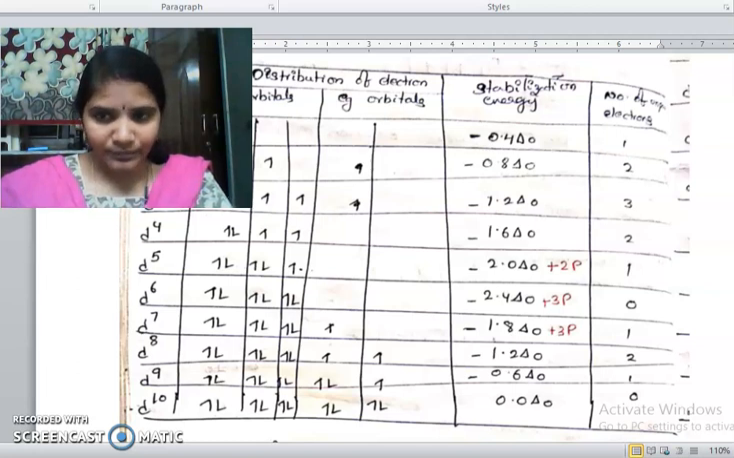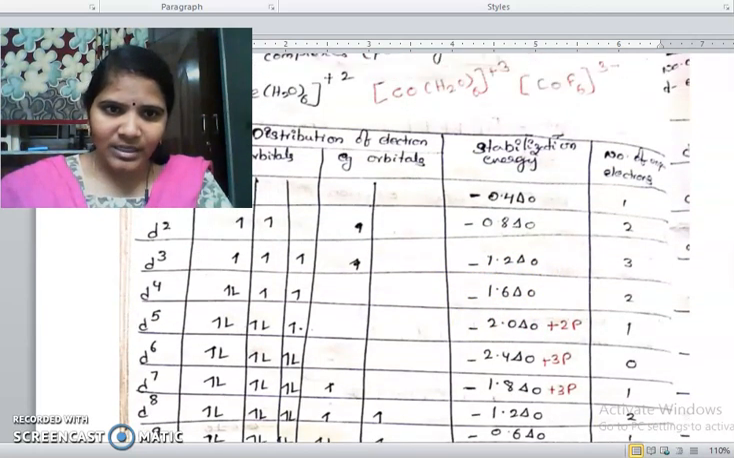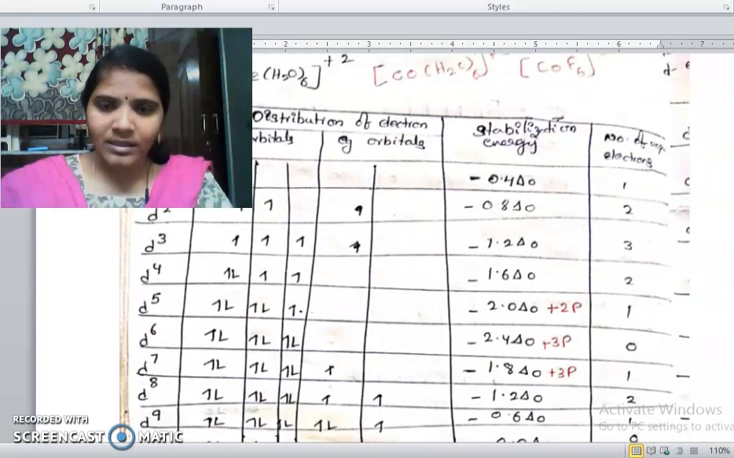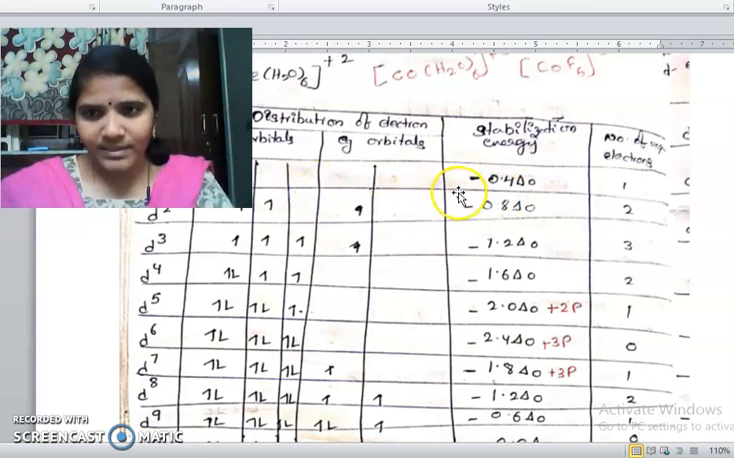Even in the case of a weak field ligand, the 4th electron will enter the Eg, and according to that the crystal field stabilization energy also varies. The crystal field stabilization energy is given by the formula: minus 0.4 times the number of electrons in T2g plus 0.6 times the number of electrons in Eg, multiplied by delta O. According to that, we can calculate the stabilization energy. Thank you.